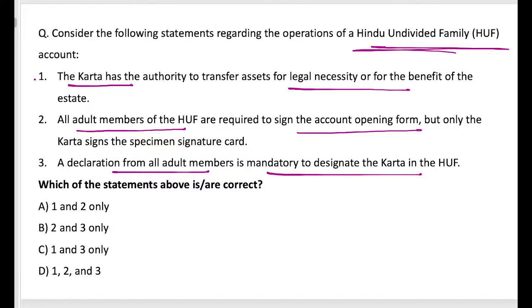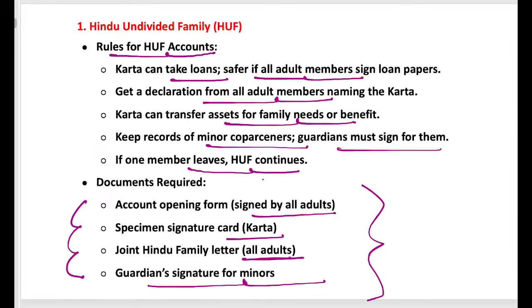So the Karta, who can transfer assets, has these kinds of authorities as per Hindu law. All adult members of the HUF are required to sign the account opening form, but only the Karta signs the specimen signature, because we will use that for transactions. Correct here. A declaration from all adult members is mandatory to designate the Karta in the HUF account opening also. So all the statements given here are true. So D will be the right answer for this particular question.